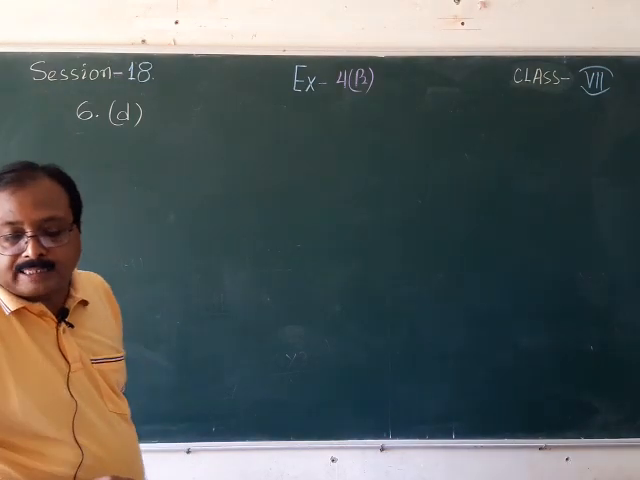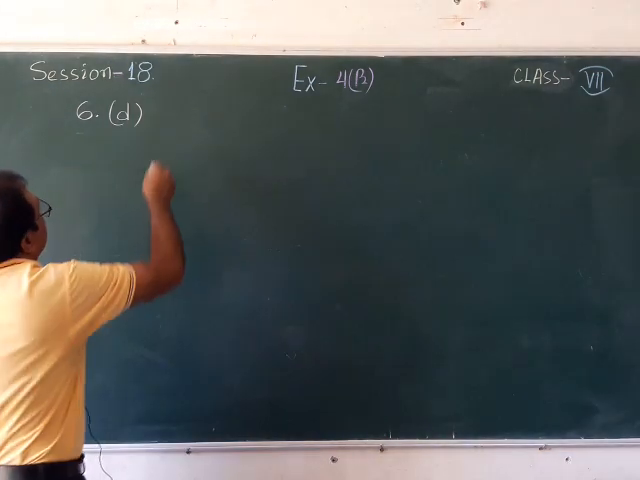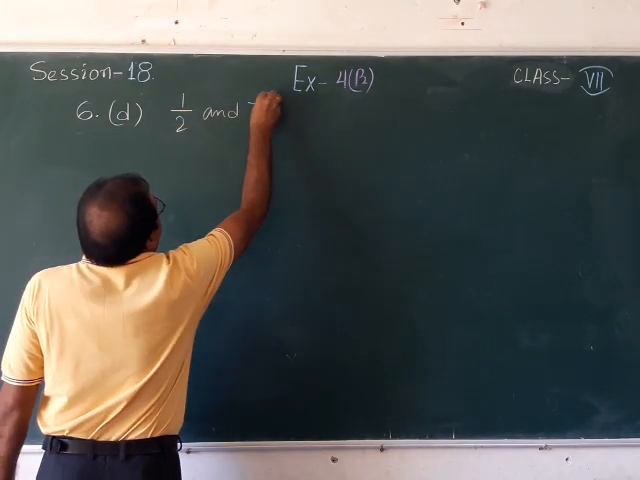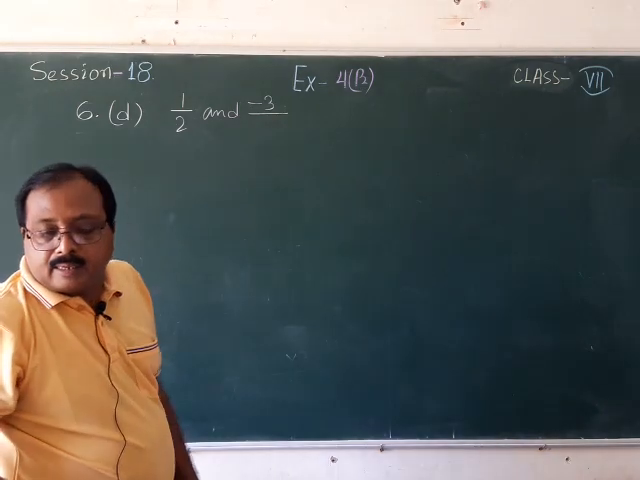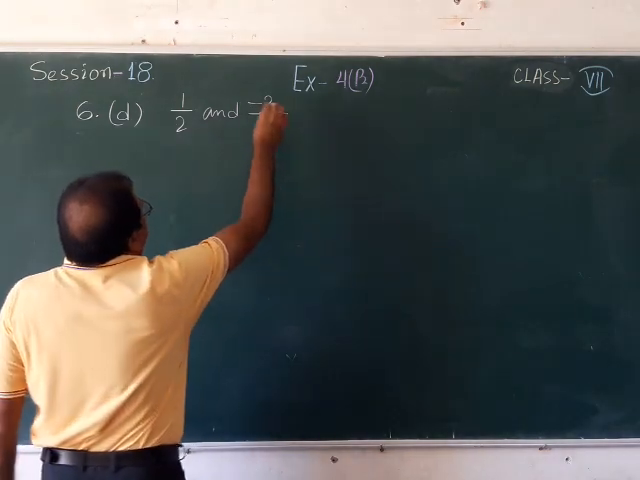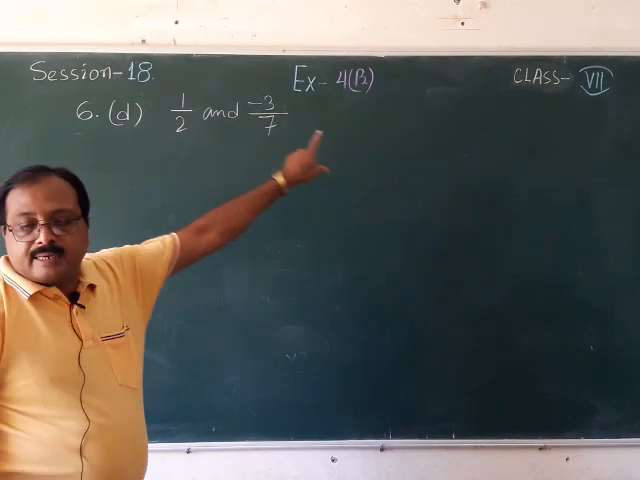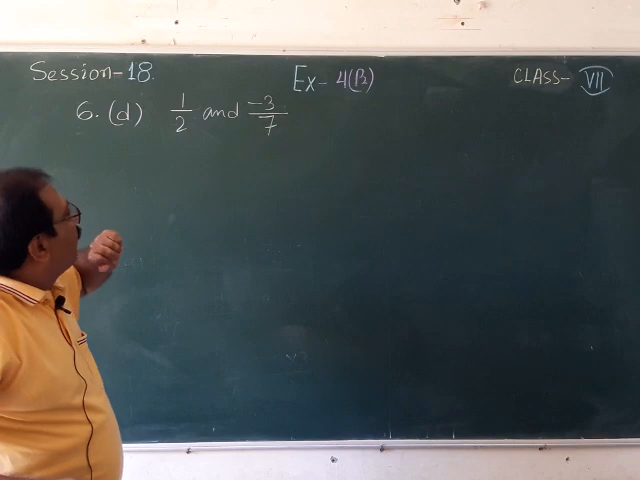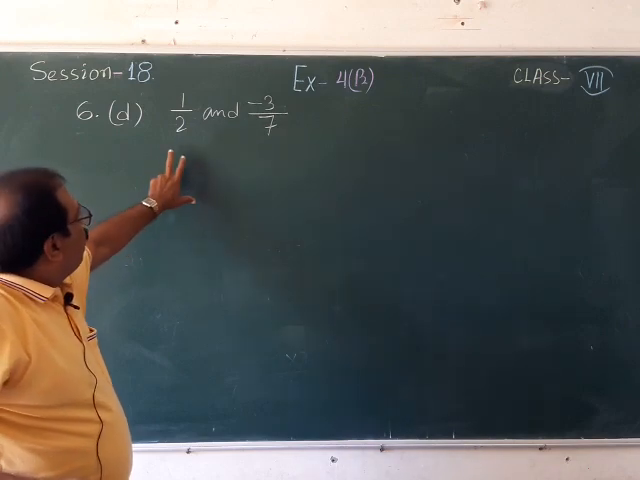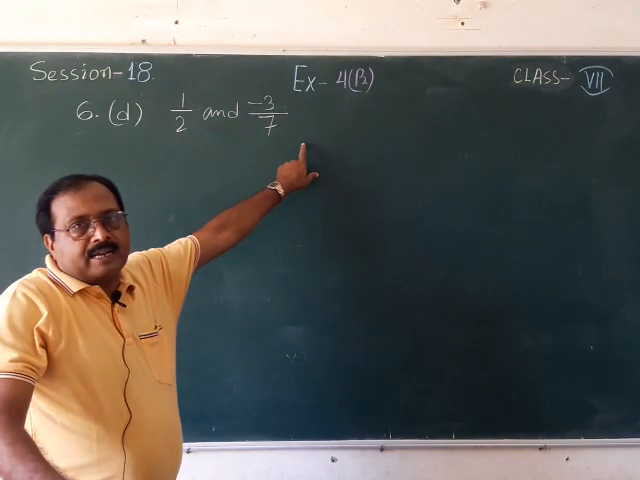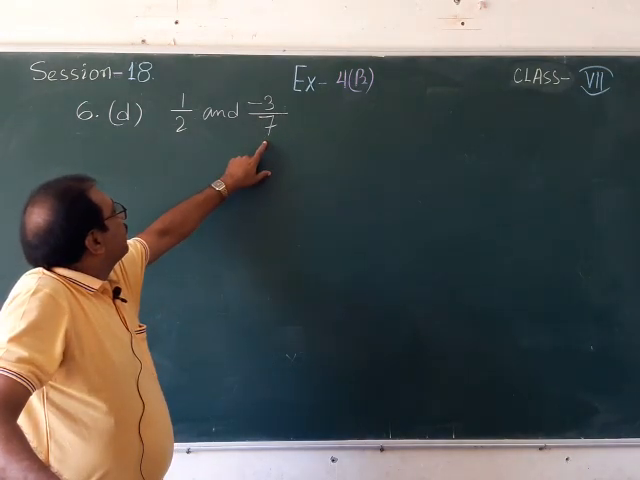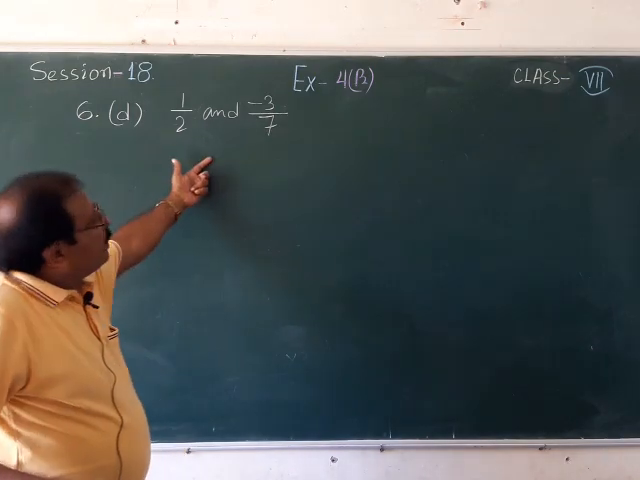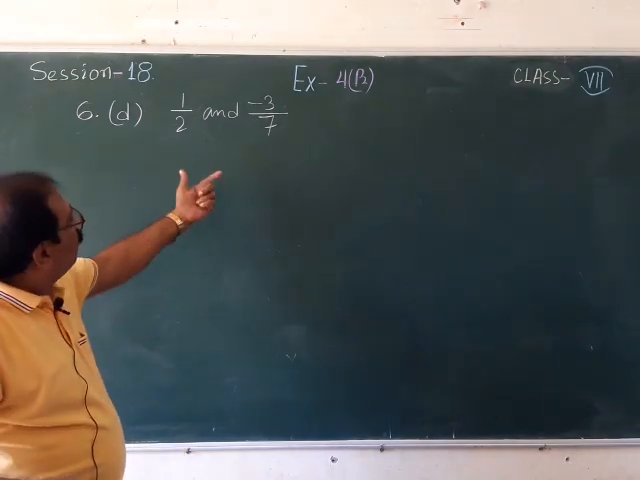We have to find 4 rational numbers between 1/2 and -3/7. In between them you need to write 4 rational numbers. So what to do? At first you can see they are not like fractions. Then what to do? We will change them into like fractions.